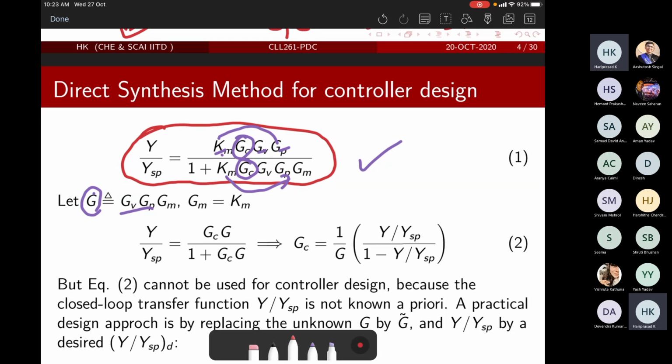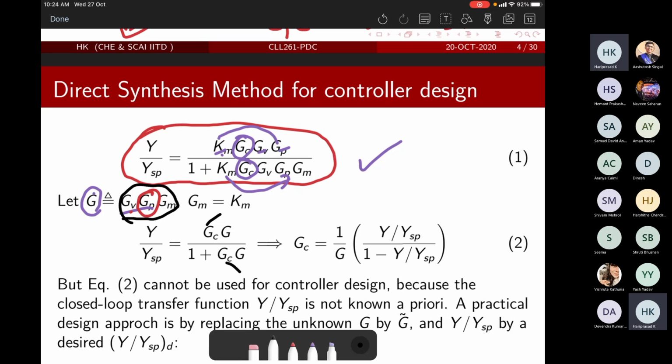Why are we doing this? Because you know all of this, right? You bought your valve, and for a model based process, you might know what GP is to some extent. Sometimes you might not even know, so forget about that. At least you are able to combine. Let me rephrase this. All these terms, GV, GP, GM, you cannot do anything about. You bought the valve, the process is already there, the measurement you bought from the vendor. The only thing you can do is the controller, so let's isolate that guy.